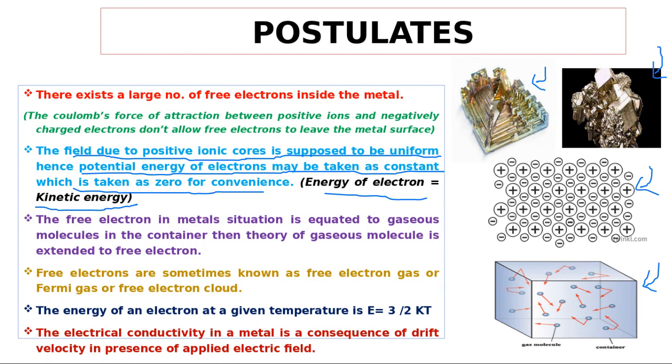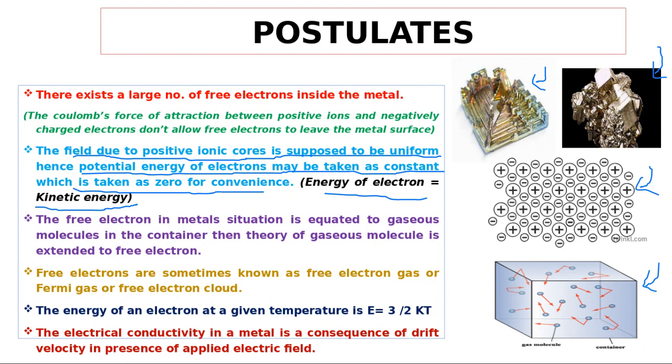So these are some postulates we are discussing for the classical theory of free electron. According to this theory, there is a large number of free electrons in the metals, but they do not leave the surface due to the Coulomb force of attraction, and the field the electrons experience is uniform, so the potential energy is constant. The energy of an electron is taken as only the kinetic energy of the electrons, because the potential energy is taken as zero for convenience.